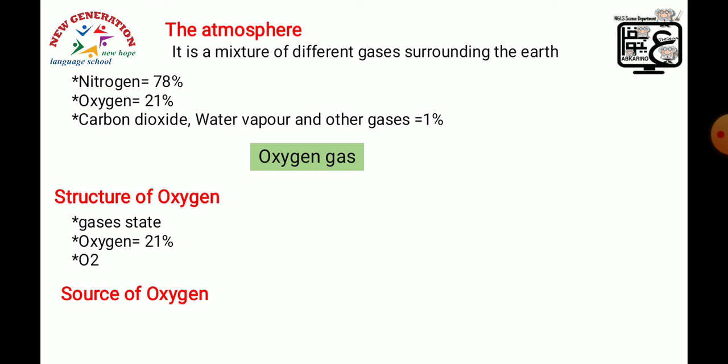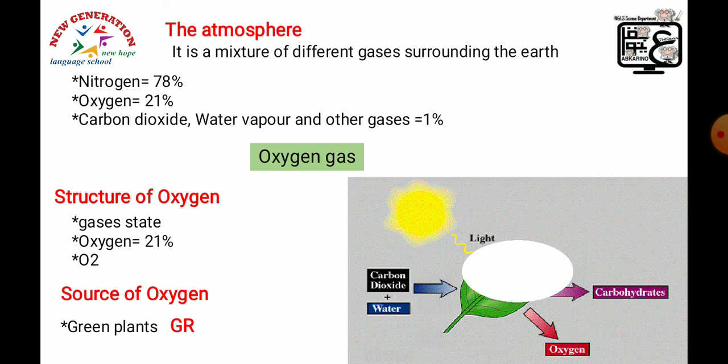Sources of oxygen. Do you know that, my friend, the green plants are the main source of oxygen gas? Why? Give reason. Guess. Think. Yeah, okay, Muhammad. Excellent. Clap your hands for Muhammad. Muhammad said, because green plants produce oxygen during the photosynthesis process. Look at this picture. Amazing, Muhammad. Excellent.